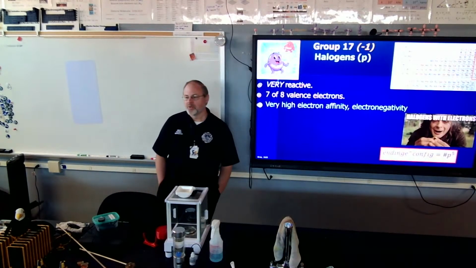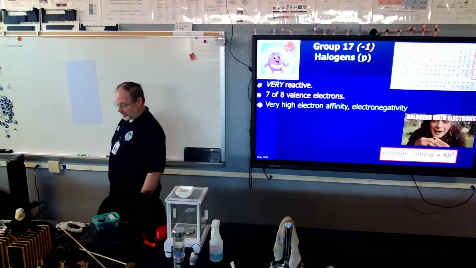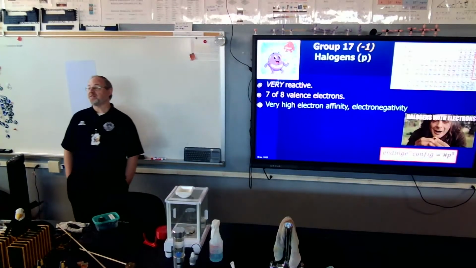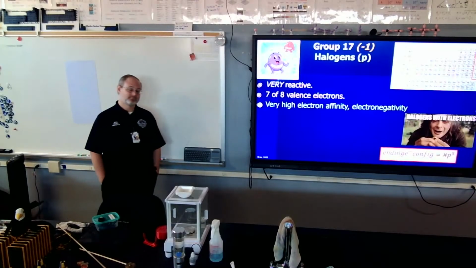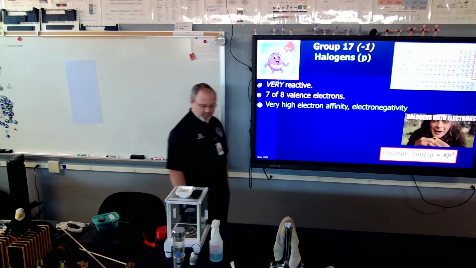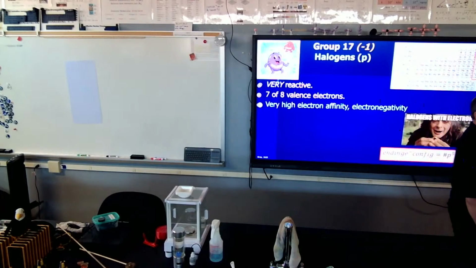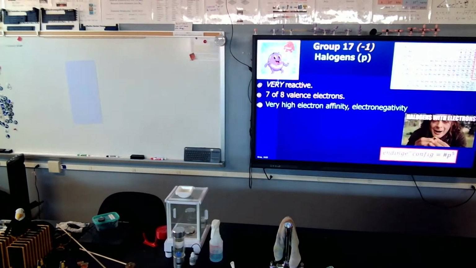Electron affinity means it attracts electrons. Electronegativity means it takes them, just like zoink or yoink.